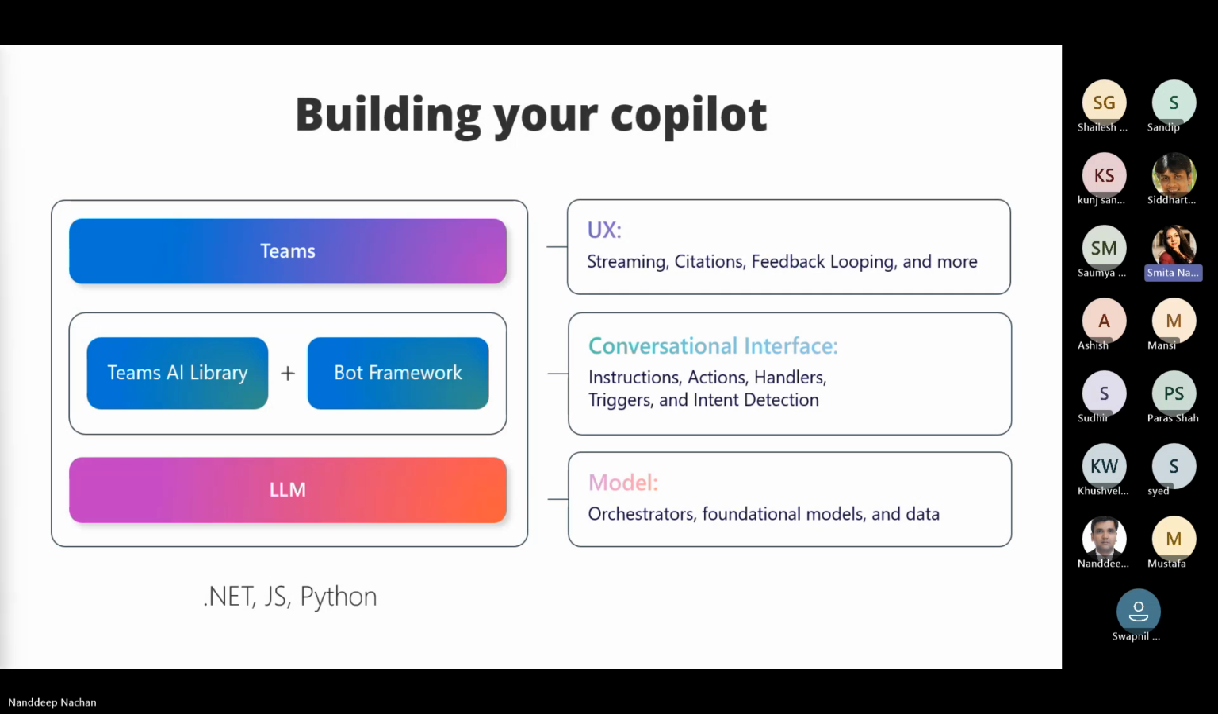The second functional layer is the conversational interface. So when it comes to the instructions, these are the predefined commands or statements that help the co-pilot understand the context and execute the right actions. The actions are the specific tasks the co-pilot can perform, like retrieving information, performing calculations, or triggering any of the workflows. When it comes to the handlers, that is the code that manages and processes different types of user requests, ensuring the appropriate responses or actions are triggered.